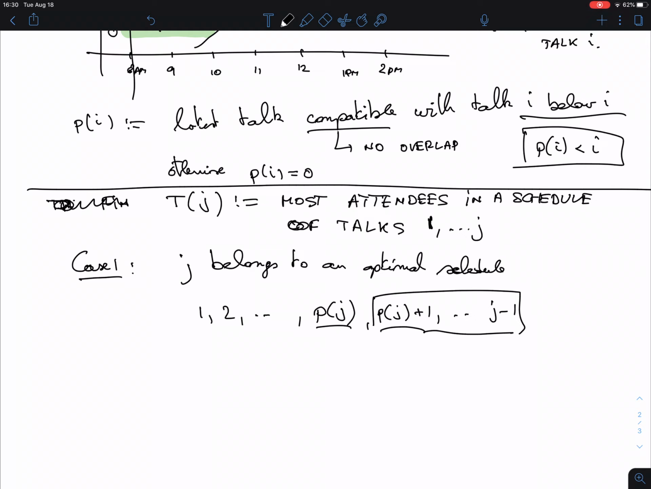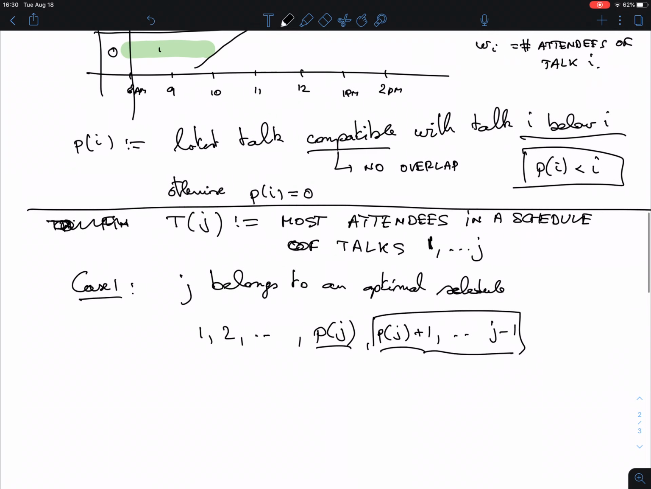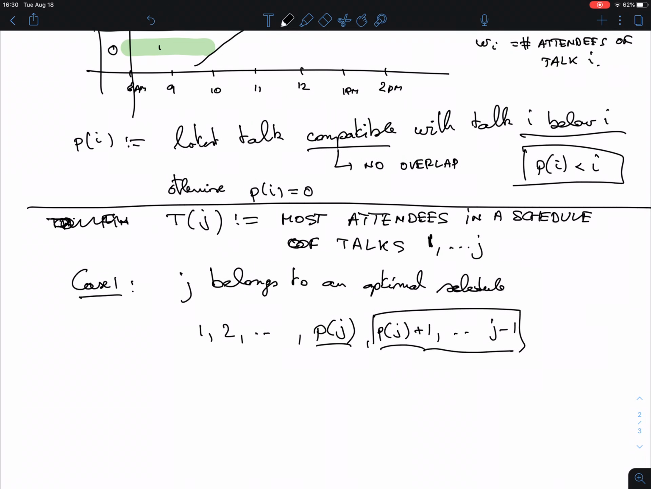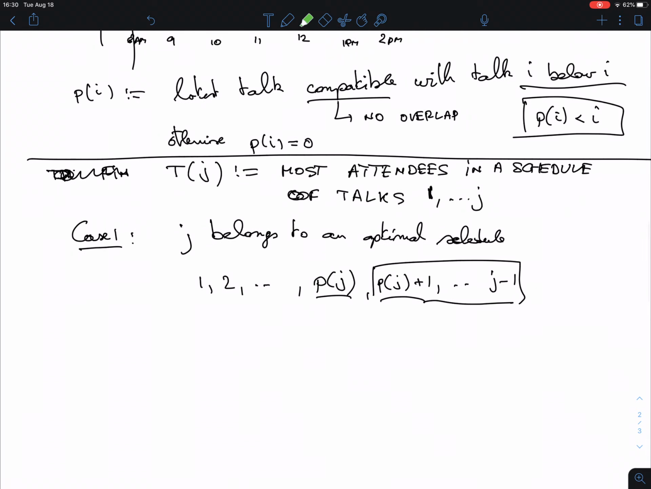Now, if you look at the definition of p of j, the ones that are more than p of j are not compatible. p of j is the latest one that is compatible, so everything after it is no longer compatible. So they cannot be part of an optimal schedule. Let me put this in red. So they are already out.